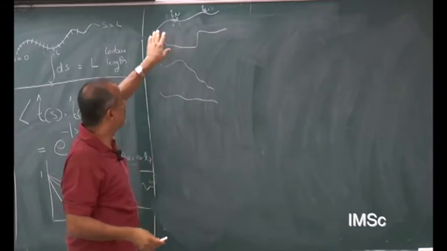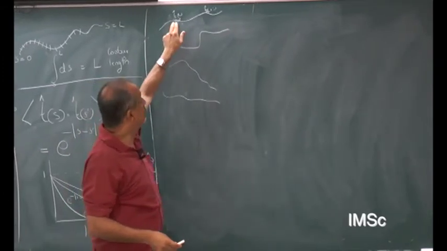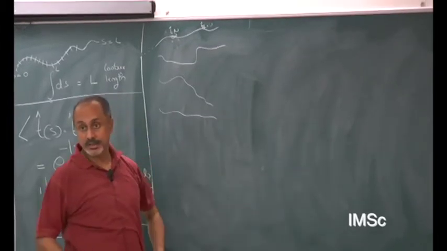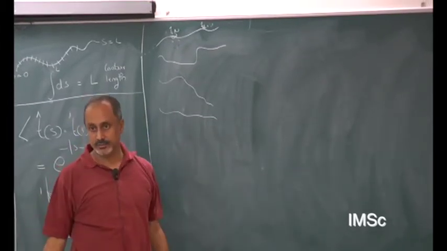So this says that as I move further and further along the chain, as these two points are more and more separated, they can fluctuate more independently of each other.